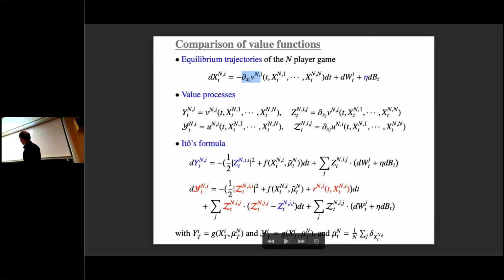Now you do the same for the derivatives. Exactly the same for the derivatives. Why do we need the derivatives? Because it's going to give us the Hamiltonian and the optimal strategy and so on.